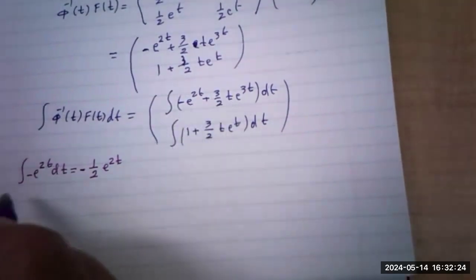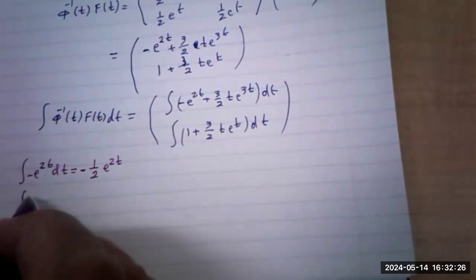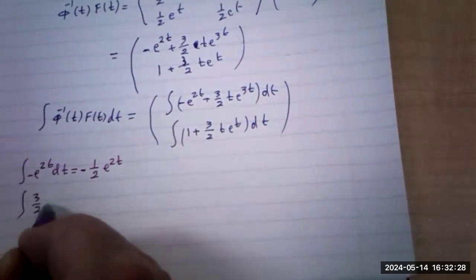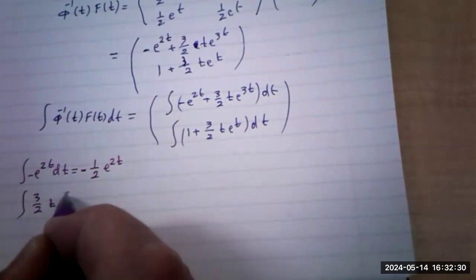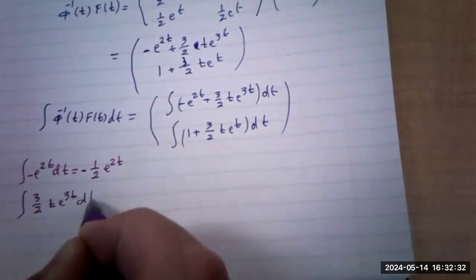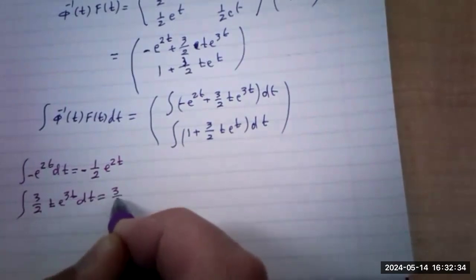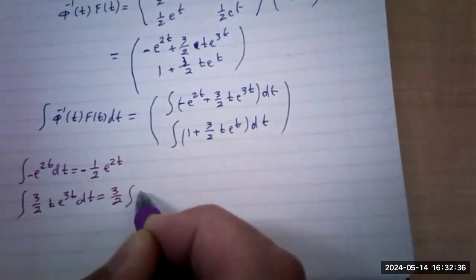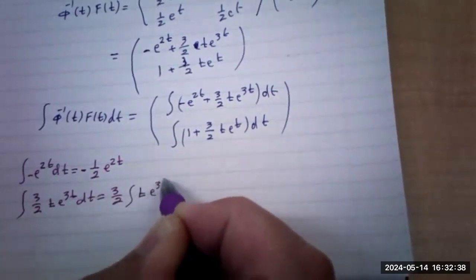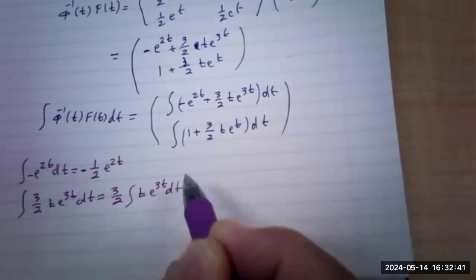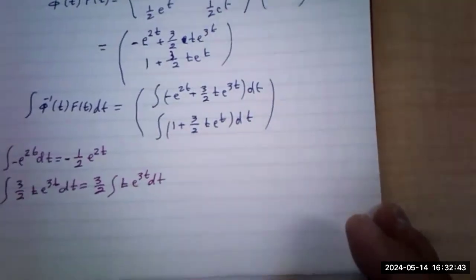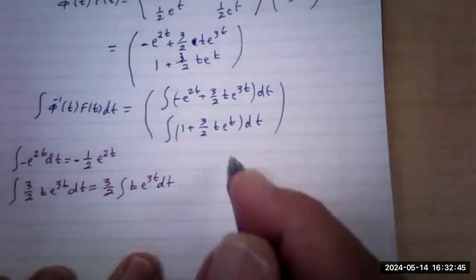Then for the other one, we have to use that famous table that we have. So it's going to be 3/2 t e to the 3t dt. So it's going to be 3/2 of the integral of t e to the 3t dt. Okay, a short tabular method will give you the result right away.